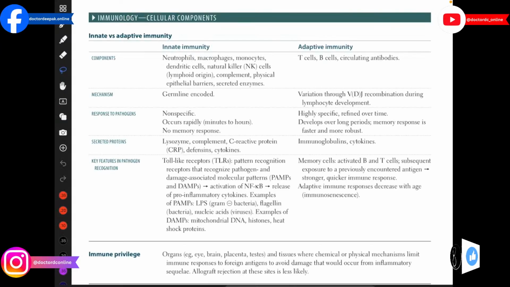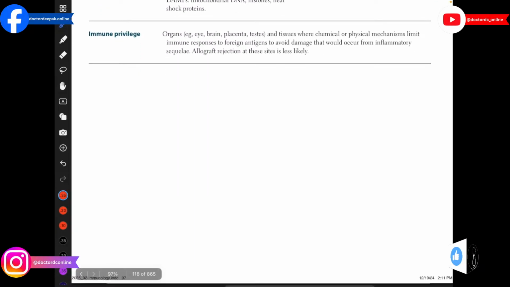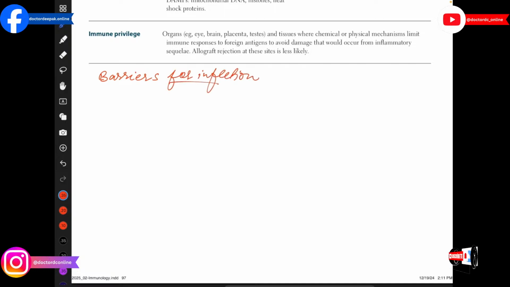Now we are going to start the second chapter of immunology, that is cellular components. In cellular components, we are going to study first our innate and adaptive immunity. Before that, I have to talk to you about the barriers for infection. If any infection attacks the body, for example any bacteria, first they have to cross the skin and mucous membranes.